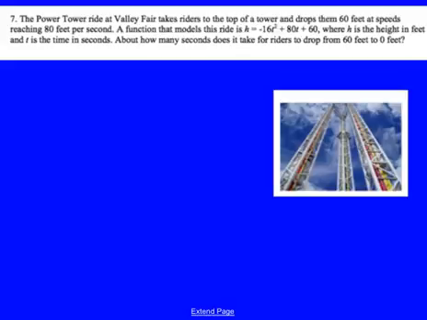drops them 60 feet at speeds reaching 80 feet per second. That sounds like a bunch of extra information. Let's read the question. A function that models this ride is h equals negative 16t squared plus 80t plus 60, where h is the height in feet and t is the time in seconds. About how many seconds, so we're looking for time, does it take for riders to drop from 60 feet to 0 feet? So their height goes from 60 to 0. In other words, our height is just going to be 0.